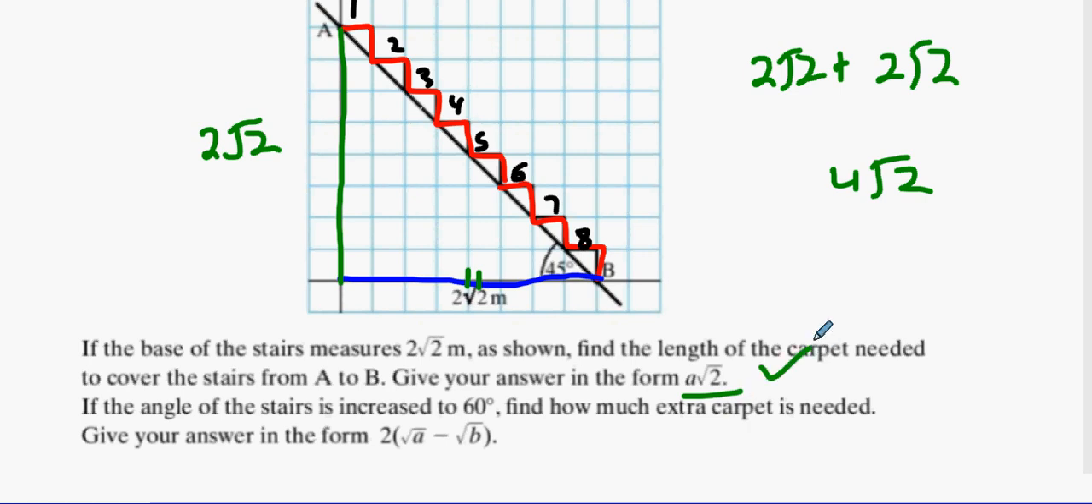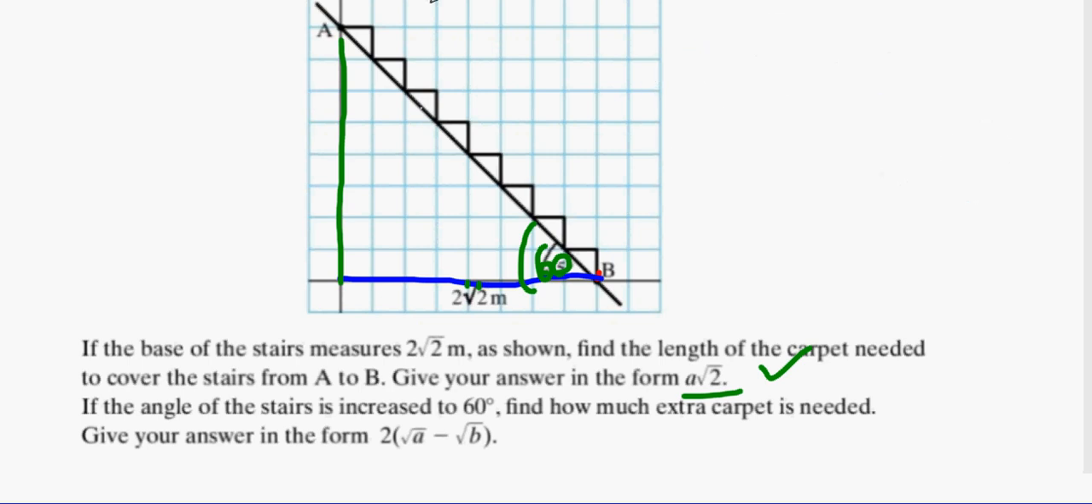Now, if the angle is increased to 60 degrees, find how much extra carpet is needed. 60 degrees. Now, 60 degrees doesn't affect the base, but what does it affect? Yeah, it affects the opposite. The opposite is now affected. So this is 60 degrees. Everybody cool with that? So what function do I use? Sine, cos, or tan?